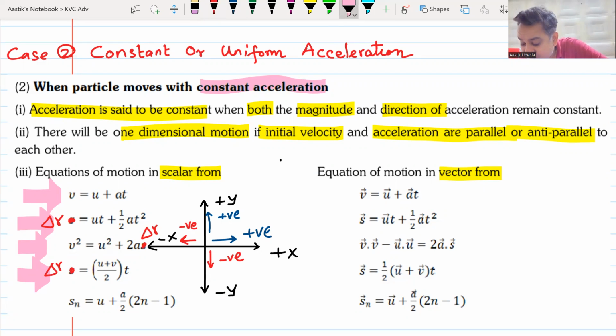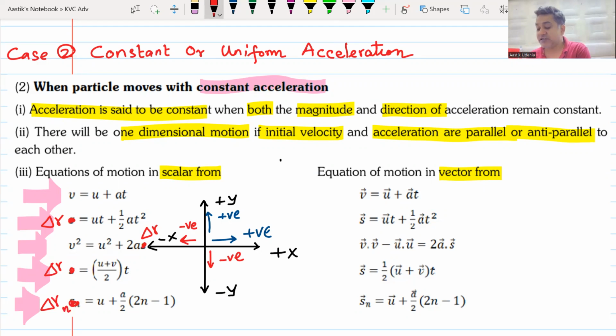Then we have the last equation, and that is displacement in the nth second. Have you seen this equation, yes or no? U plus a by 2 into 2n minus 1. We have seen this equation, yes or no, everyone? Yes, sir.